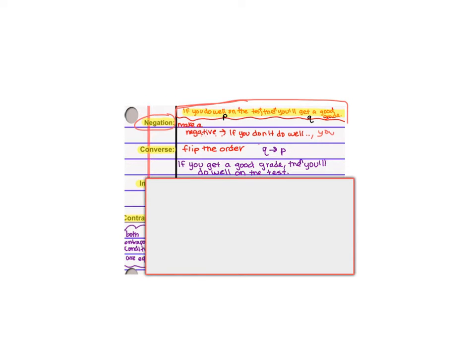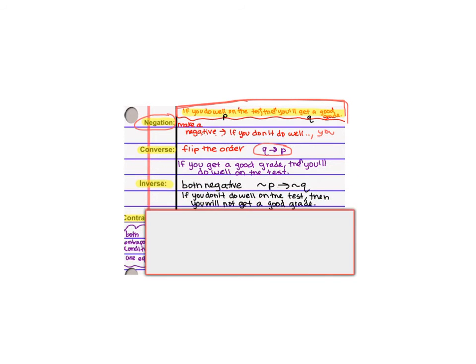The next part is going to be the converse. Converse means, I put in red, you flip the order, so you flip the P and the Q. So instead of P first and then Q, it's Q and then P. It's still written in an if-then statement. So if my original statement was, if you do well on the test, then you'll get a good grade, the converse would be, if you get a good grade, then you'll do well on the test. Okay, which is not necessarily true, but it could be. So that's the converse, you flip the order.